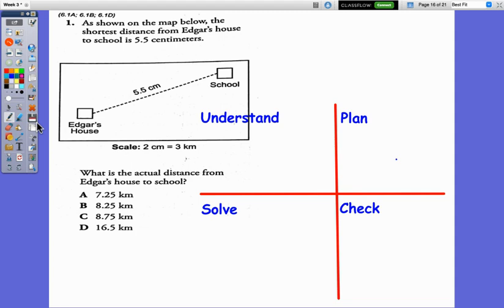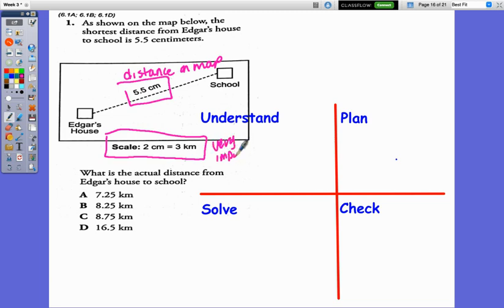Question number 1 is shown on the map below. The shortest distance from Edgar's house to the school is 5.5 centimeters. What is the actual distance from Edgar's house to the school? So the first thing I need to do is notice that this is the distance on the map. And this is what we call our key or our scale factor. And this is very important. This is where you get the information for the map.